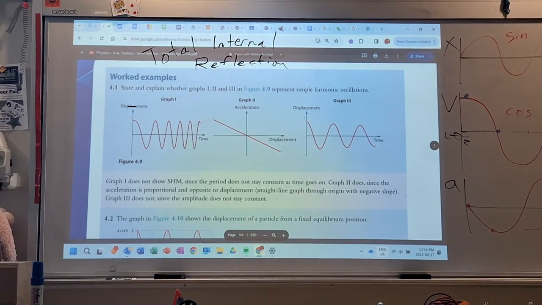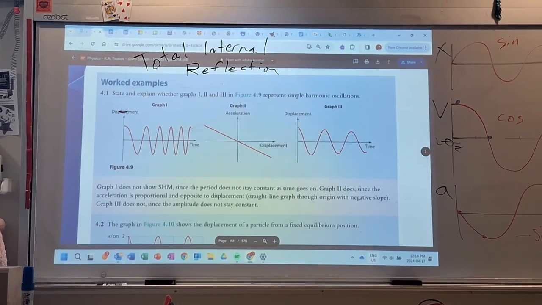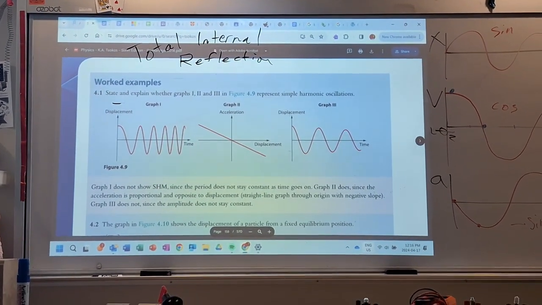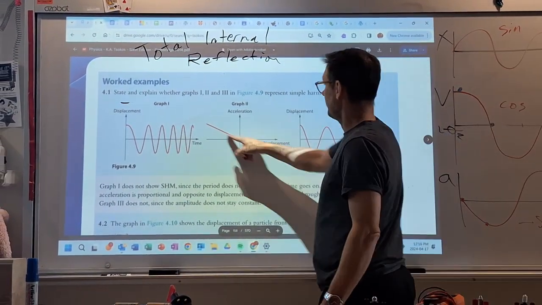The middle one is though, right? The middle one is, I think. Yeah, because acceleration and displacement are proportional. Right.